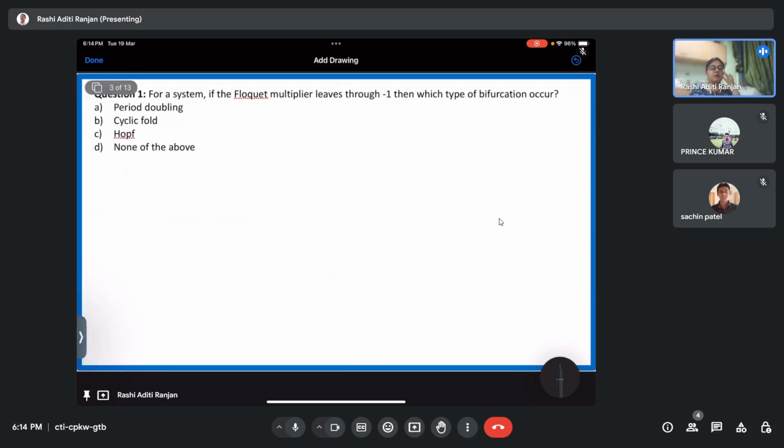The first question says: for a system with the Floquet multiplier leaving through -1, which type of bifurcation occurs? First things first, what is a Floquet multiplier and where is it coming from? Although I have discussed it in the previous session and it was discussed very thoroughly in the previous week's lecture also, I'll still give a brief explanation.